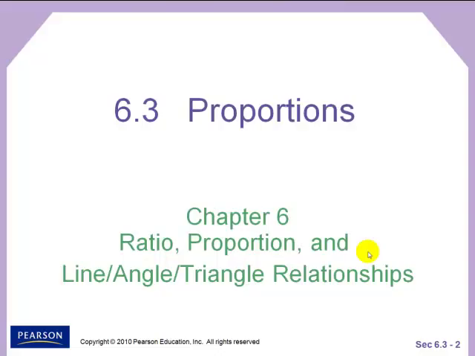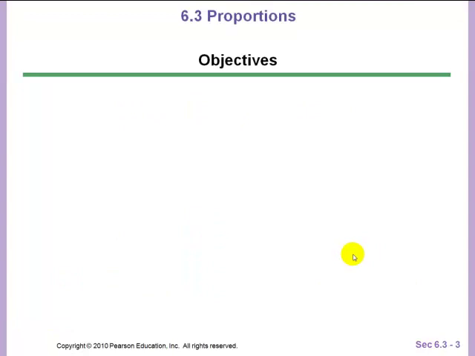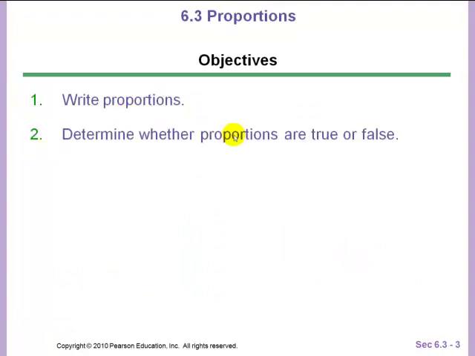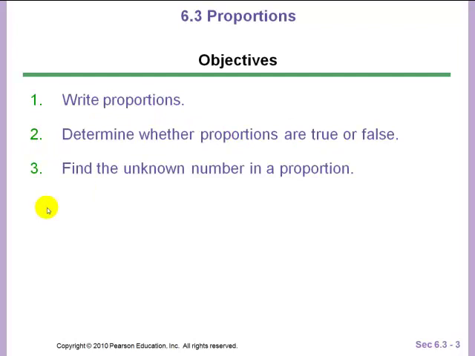Today we are doing section 6.3 Proportions. Our objectives: 1. To write proportions, 2. To determine whether proportions are true or false, and 3. To find the unknown number in a proportion.